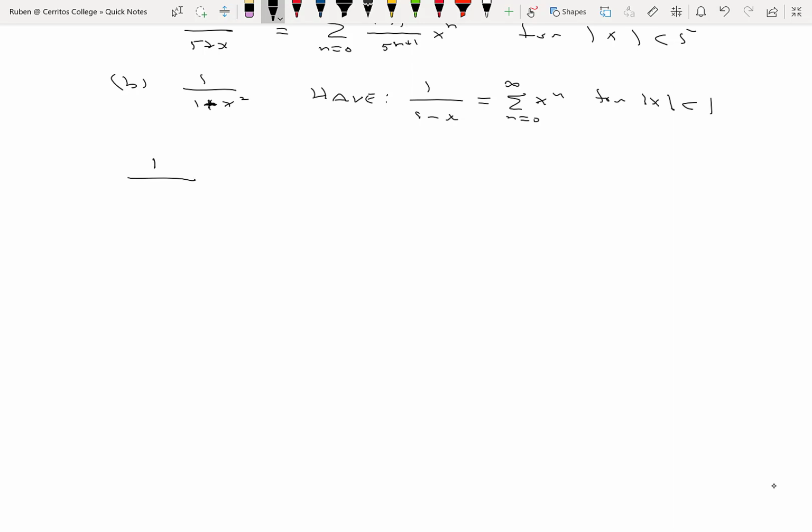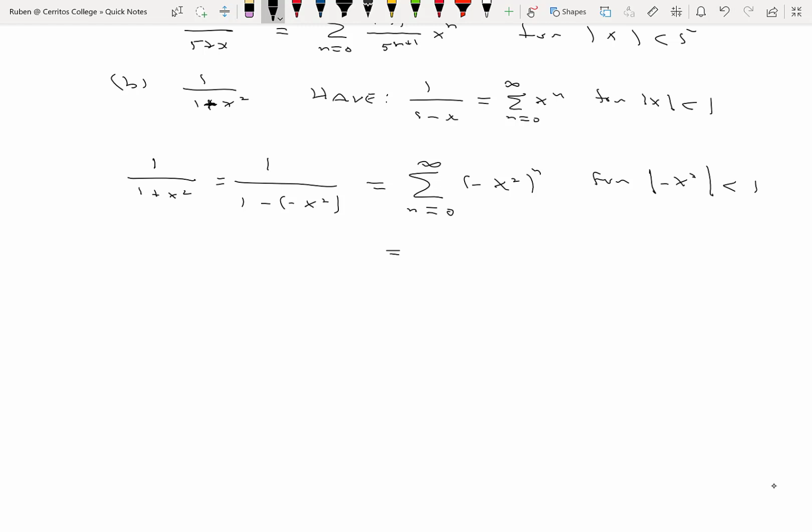Take our function 1 over 1 plus x squared and rewrite it as 1 over 1 minus negative x squared. And in our given power series, the one we recycle over and over again, replace x with negative x squared. So negative x squared to the n, for the absolute value of negative x squared less than 1.